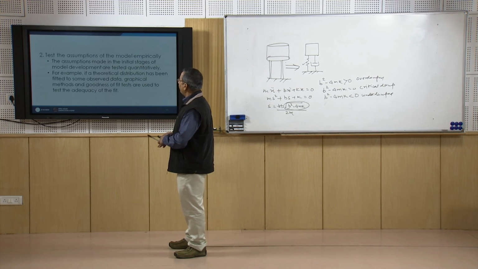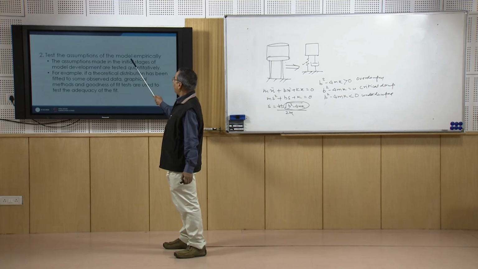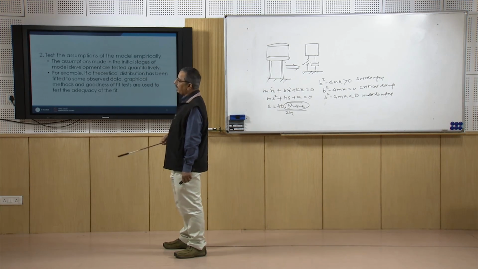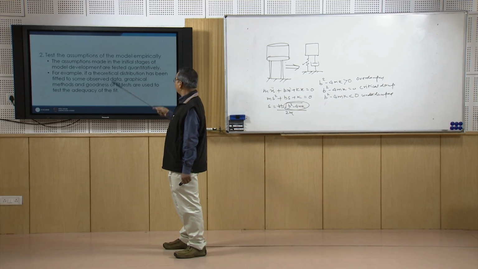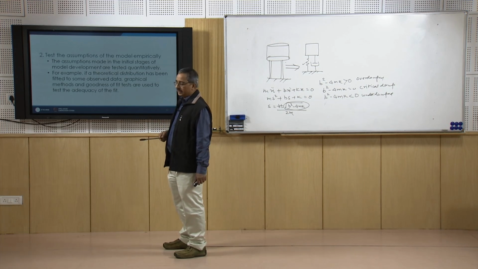The second step is to test the assumptions of the model empirically. The assumptions made in the initial stages of model development are tested quantitatively. For example, if some theoretical distribution has been fitted to some observed data, graphical methods and goodness of fit tests are used to check for the adequacy of the fit. Of course, this is what is done in the data analysis.